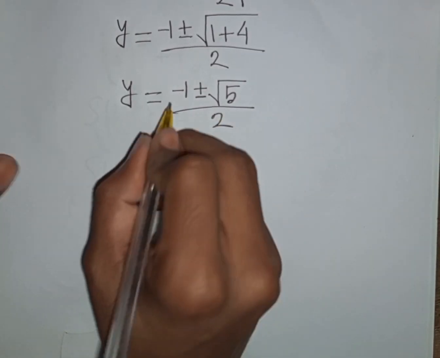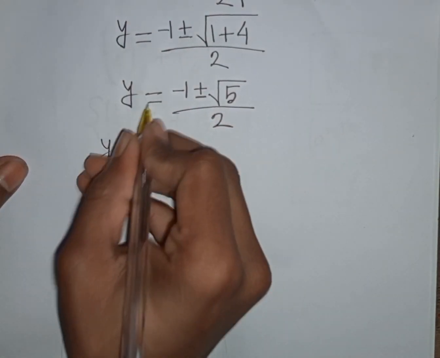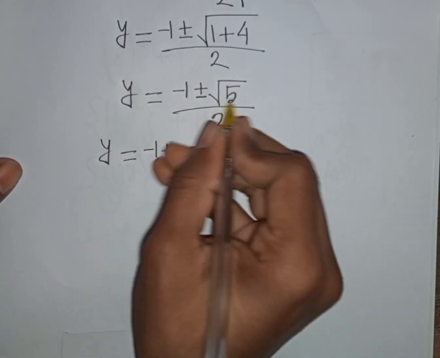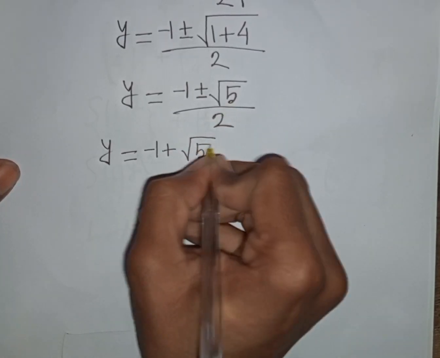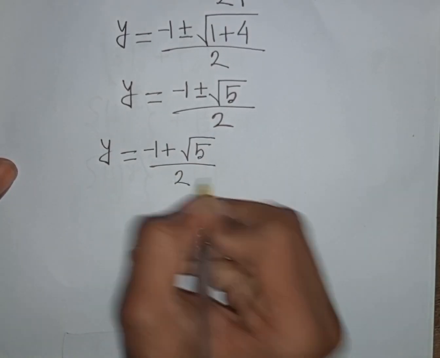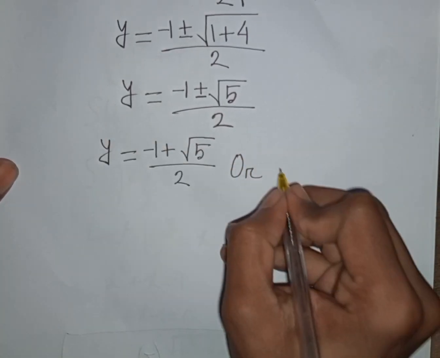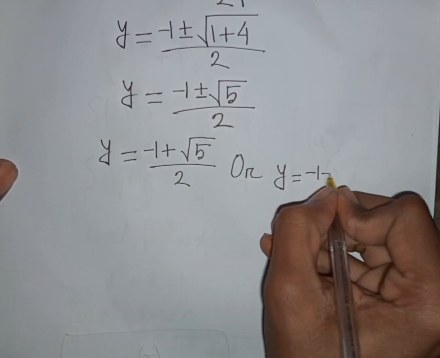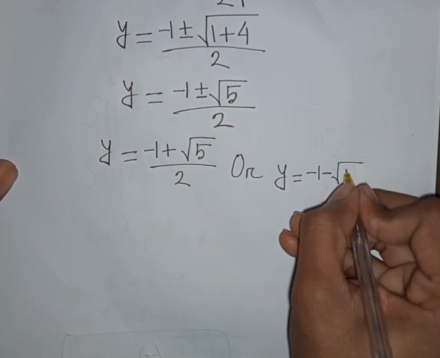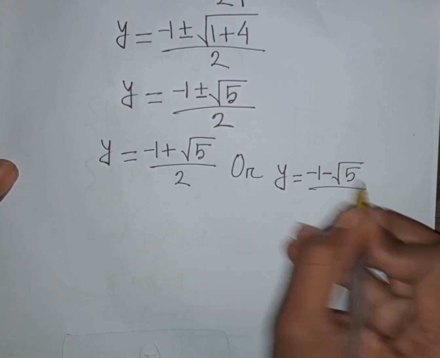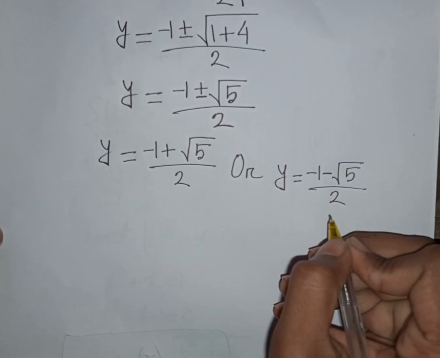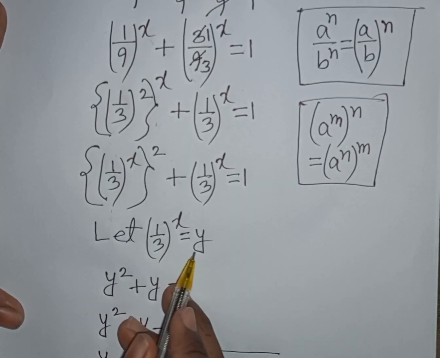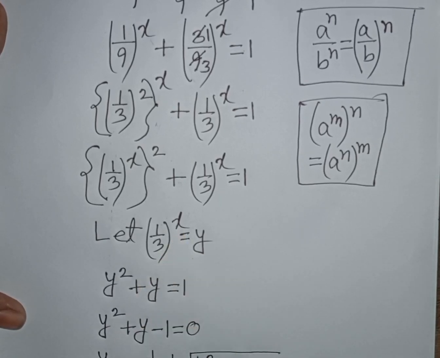Now we see here two cases, so you can write here y is equal to minus 1 plus square root of 5 divided by 2, or y is equal to minus 1 minus square root of 5 divided by 2. Now remember that we let 1 by 3 bracket power x be substituted by y. So y, that means 1 by 3 bracket power x.